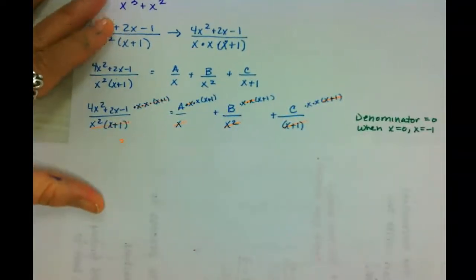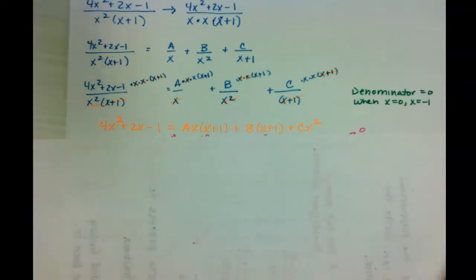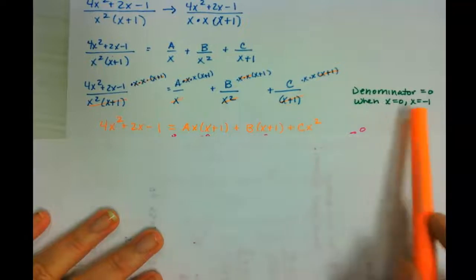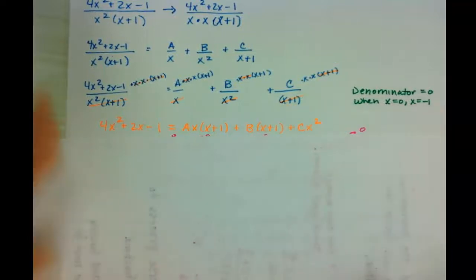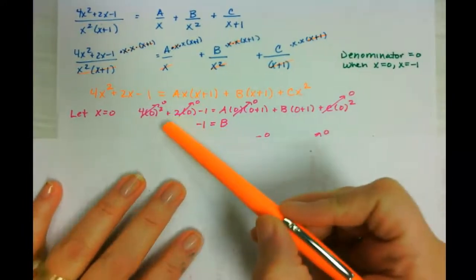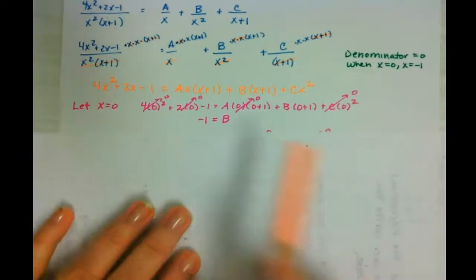Then I get rid of my denominators by multiplying all the fractions by x squared times x plus 1, which leaves me with the substitute equation of 4x squared plus 2x minus 1 equals ax times x plus 1, plus b times x plus 1, plus c x squared. The numbers that can make my denominator turn to 0 are 0 and negative 1. So I began by plugging in negative 1, which caused this to 0 out, this to 0 out, this to 0 out. So I get a nice easy negative 1 equals b.